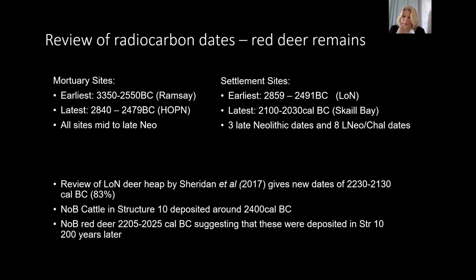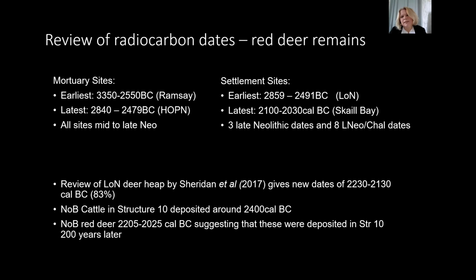So this is really interesting, because excavations undertaken at the Knap of Howar, which was a very early Neolithic site, were suggesting that there was red deer present there. However, part of this reassessment of radiocarbon dates is now suggesting that the Knap of Howar red deer is a lot later.